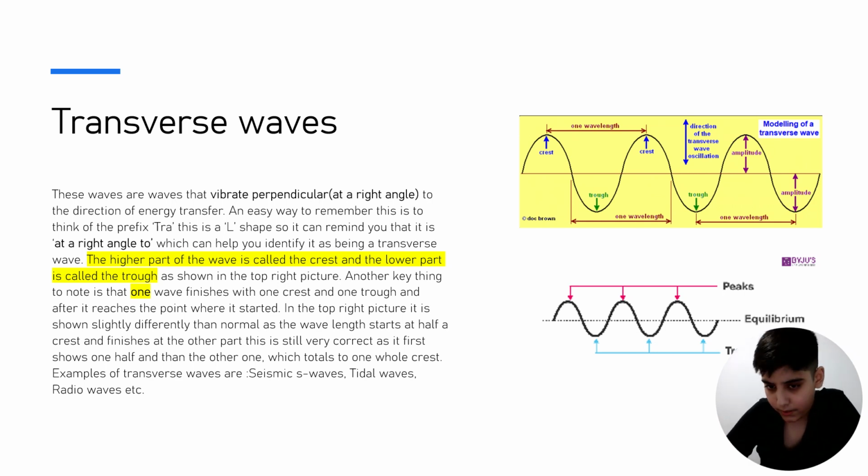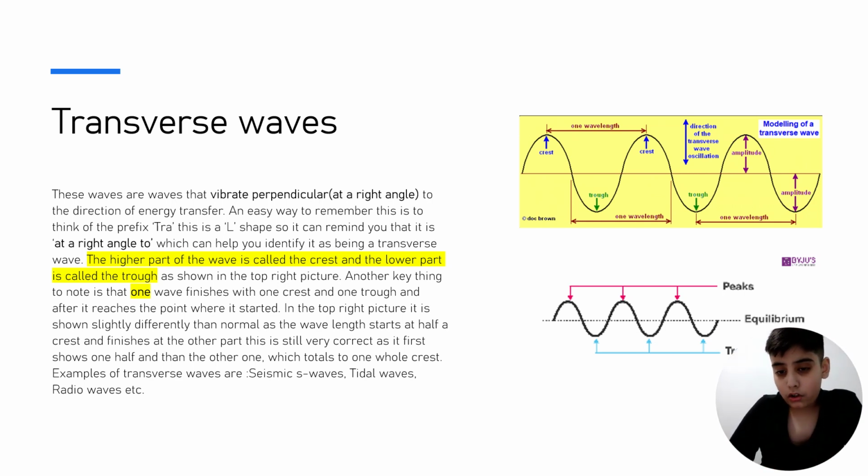An easy way to remember this is to look at the prefix tra in the word transverse. Tra kind of looks like an L shape if you think about it, and that L shape is a right angle. So you can think of it that way, but it's your choice. I would recommend using this way.